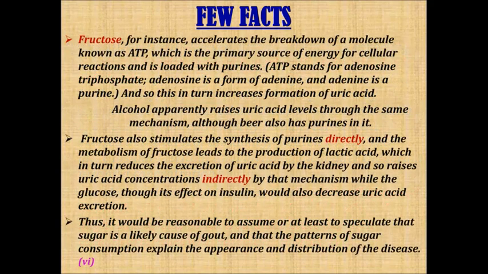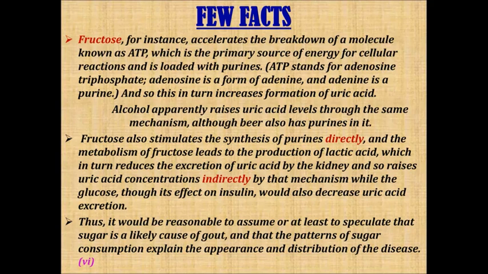Fructose, for instance, accelerates the breakdown of a molecule known as ATP, which is the primary source of energy for cellular reaction and is loaded with purines. ATP stands for adenosine triphosphate. Adenosine is a form of adenine, and adenine is a purine, and so this in turn increases formation of uric acid. Alcohol apparently raises uric acid level through the same mechanism, although beer also has purines in it.